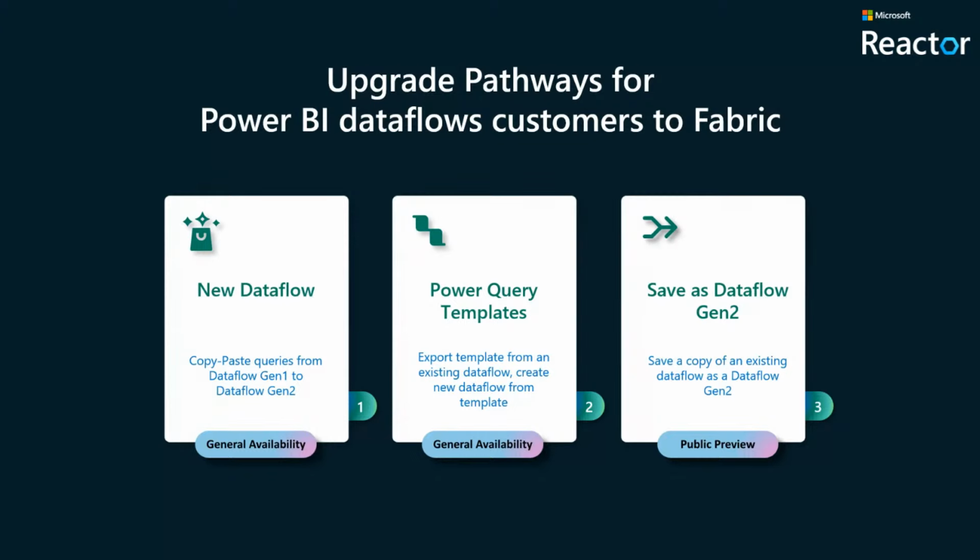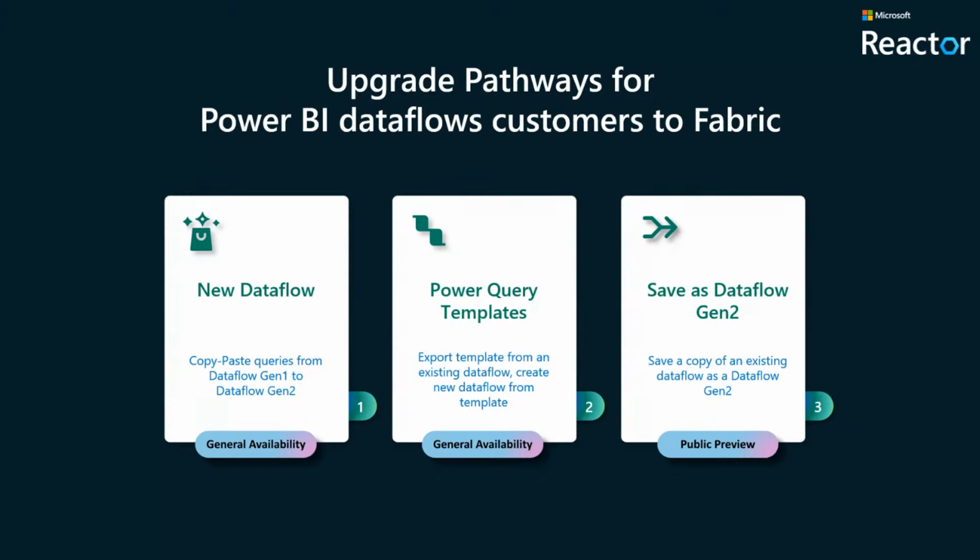Beyond that, you can also do it at the Power Query template level. So you're able to export a Power Query template from an existing data flow, whether it is a Dataflow Gen 1 or a Dataflow Gen 2, and then create a new data flow from that template. So this will take care of copying or exporting and importing all the queries within your data flow. Now, both of those capabilities are generally available, but we also recently announced a third capability, which is the ability to save as a Dataflow Gen 2.